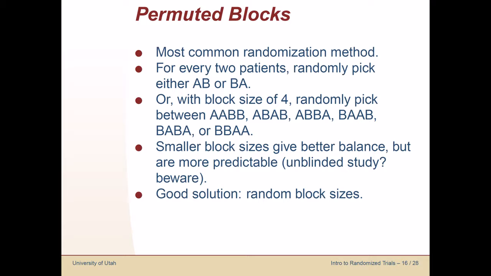Now, in these cases, if you use smaller block sizes, you're going to get better balance. But those smaller block sizes can lead to more predictability, which is a particular problem if you have an unblinded study. So a good solution to the predictability issue is to use random block sizes, which means maybe you assign 4 of these, and then the next time you randomly pick, say, 6, and then assign a random sequence of 6 treatments, and then go on from there. And each time you jump to a new block, it could have a different size to it.